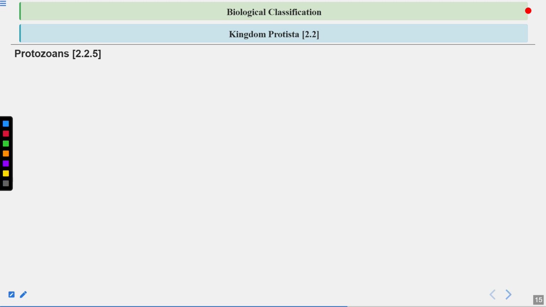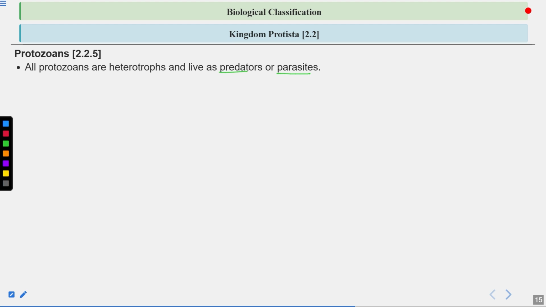Let's talk about the protozoans now. I've already told you the members of the kingdom Protista are animal-like also. So protozoans are animal-like. Animals are heterotrophic. Protozoans are also heterotrophic. All protozoans are heterotrophs and live as predators or parasites, meaning they absorb nutrients from the host. They are dependent on the host.